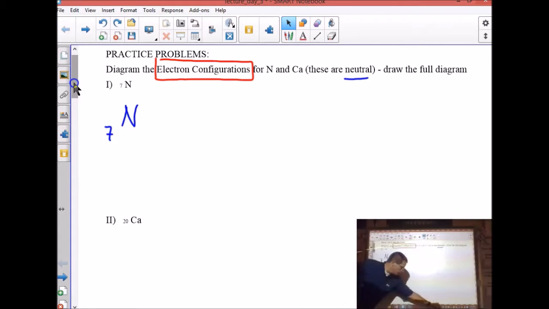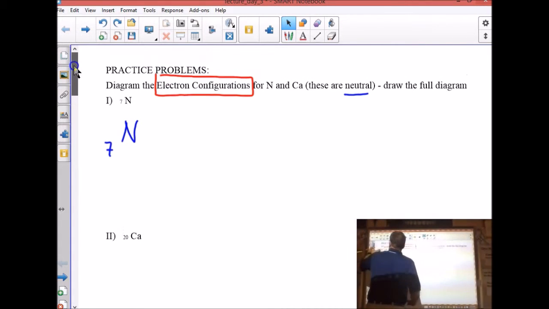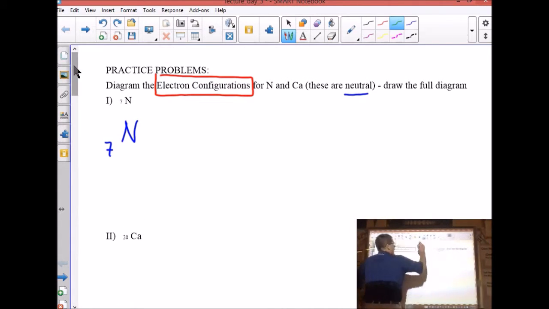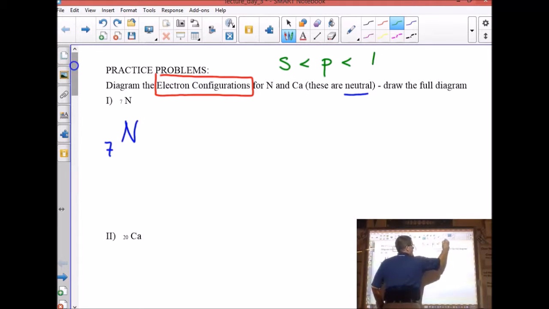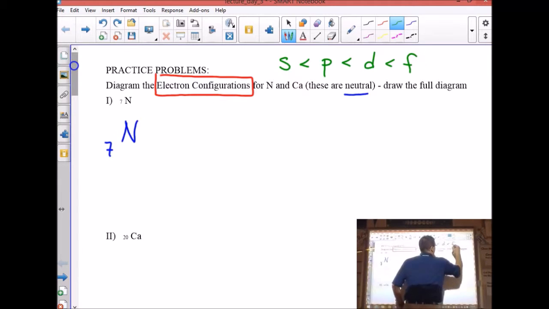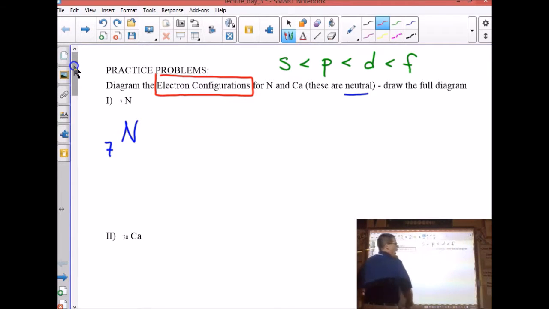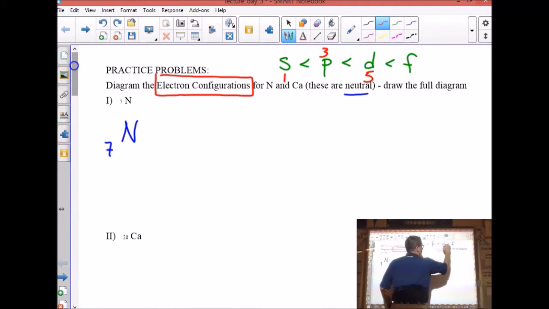All right. Also, let's do this. Remember that the sequence in which we'll fill them up goes S, P, D, and F. And how many of each of these orbitals do we have? In any given S orbital, you have 1. In the P's, we have 3. In the D's, we have 5. In the F's, we have 7. So make sure you know those numbers.